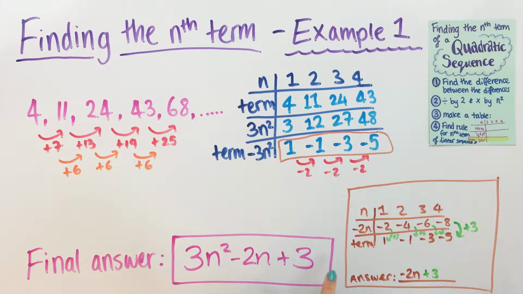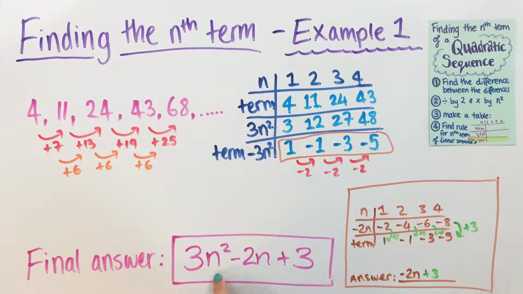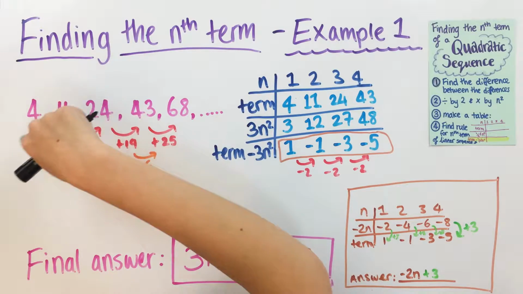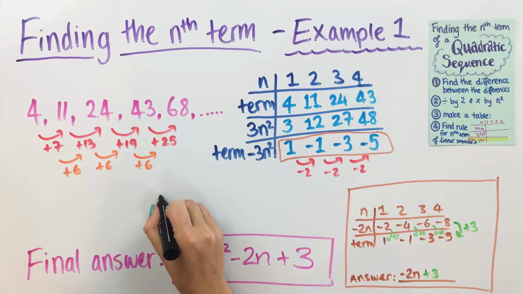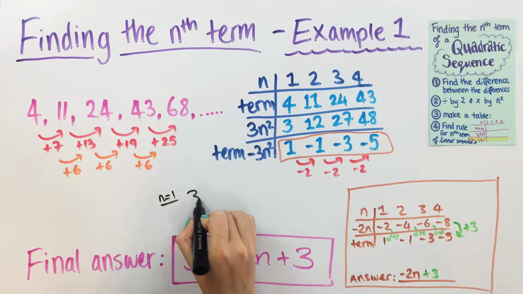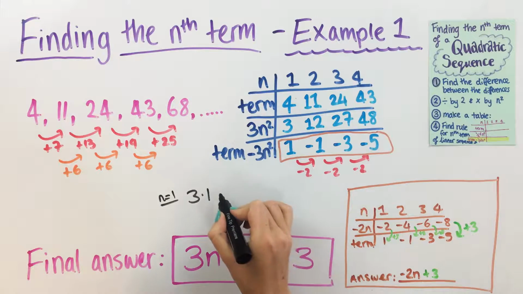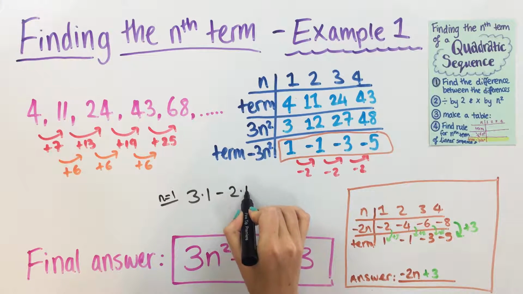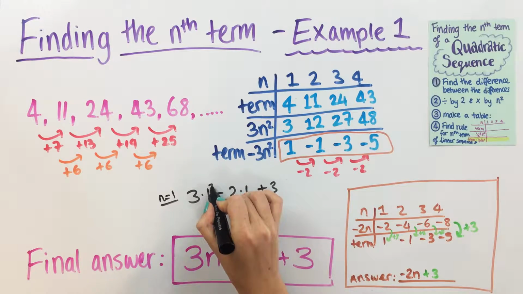It's always a good idea to check that our final answer is correct by checking this nth term formula with the terms of the sequence that we know. For instance, if we substitute n equals 1 in here, we should get the first term of the sequence here, 4. We can try that. So when n equals 1, we have 3 times 1 squared, which is just 1, minus 2 times 1, plus 3. Put the squared here.